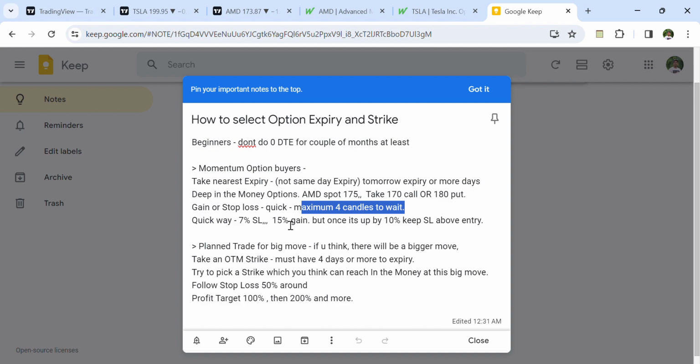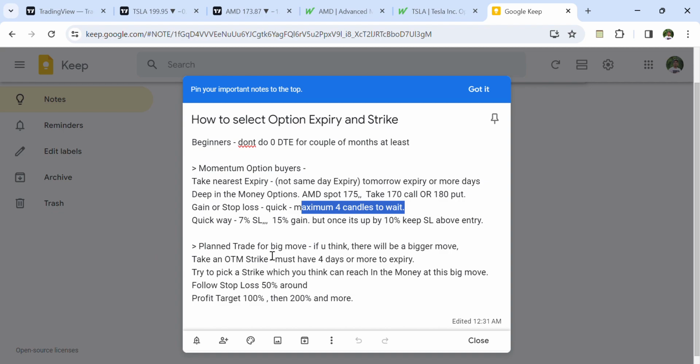If you got into an AMD put at 5.00, 15% gain would be 5.75, 15% loss would be 4.25. Keep a stop loss 4.25 and must exit there. Don't keep watching. Move on, go to the next trade. There it will give you more profit than that, and you will always have your capital protected to do the next trade. So that is the main intention of a momentum buyer.